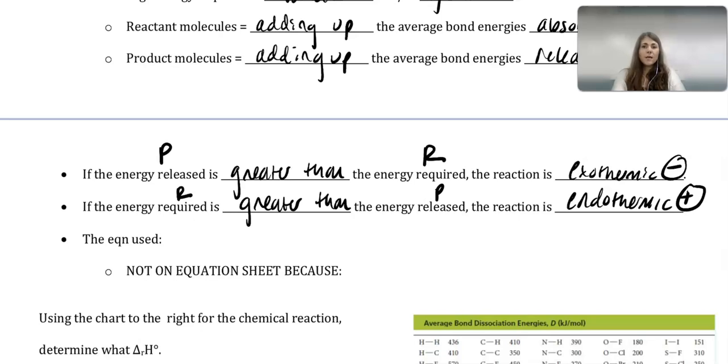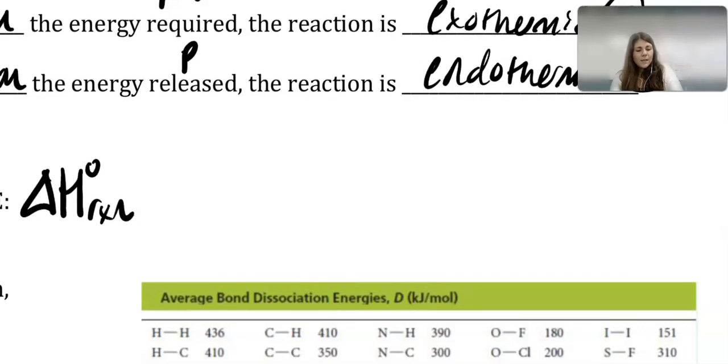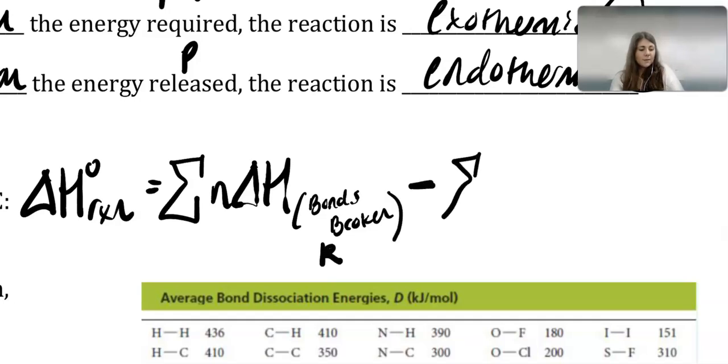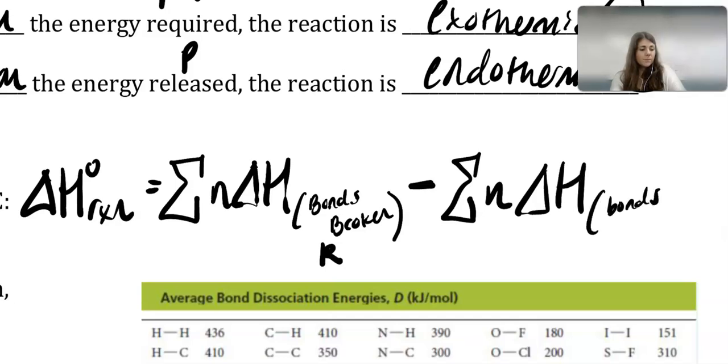Here we can solve for the delta H by taking the difference. But this one is not on your equation sheet. So the delta H of reaction, I'm going to zoom in over here, is taking the sum, that means sum, and we take into consideration our stoichiometric coefficient. So here the delta H is the sum of bonds broken, so this is our reactants, minus the sum of all of our bonds formed.